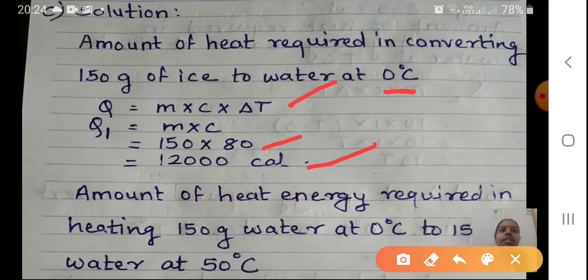So how much am I getting? 12,000 calories. This is my Q1 value, the heat required in converting 150 gram of ice into water.